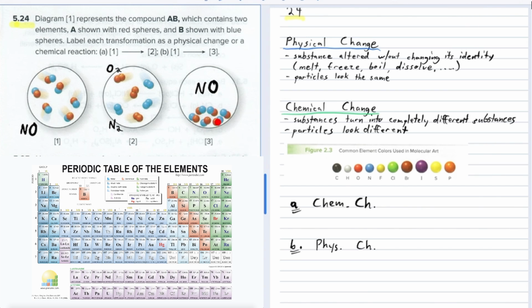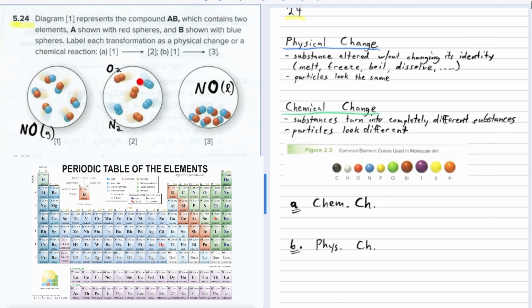But look at this situation here. These are close together. I would say this is a liquid or a solid, because the particles are close together. And I would probably classify this as a liquid, because the particles don't look like they're very ordered. They're kind of just randomly close together. They're not all lined up the same way. So I would say this is NO liquid. Over here, they're far apart. I would say this is NO in the gas phase.